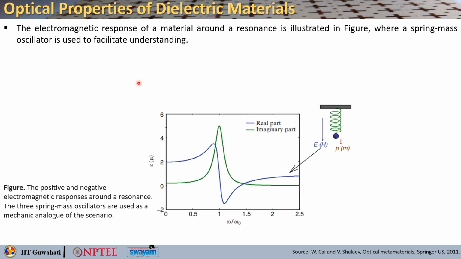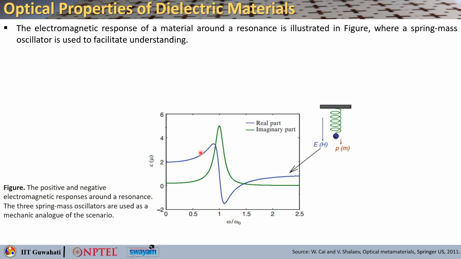Now, the electromagnetic response of a material around the resonance can be seen here. So, this is where the resonance is happening. You can normalize the frequency axis to the resonance frequency omega naught, so you can simply write omega by omega naught. Omega naught is basically your resonance frequency. So, when omega by omega naught equals 1, that is where the imaginary part is peaking. This is where the transition takes place for the real part of the permittivity as well.